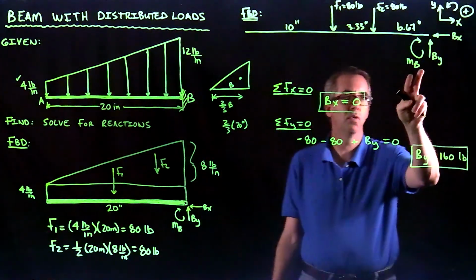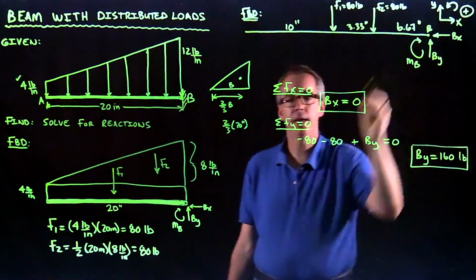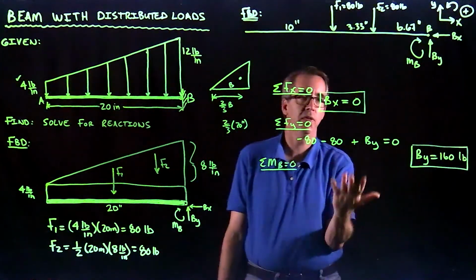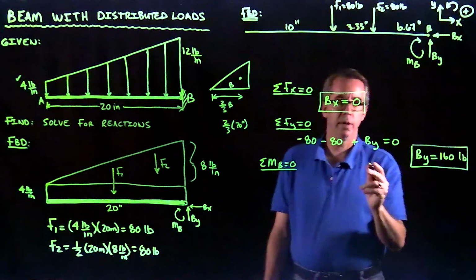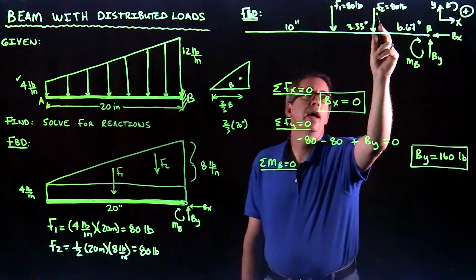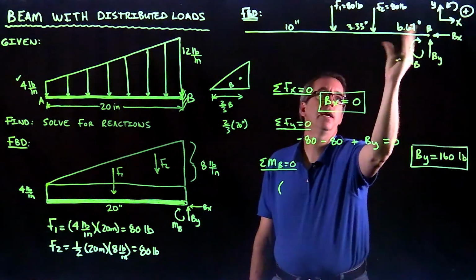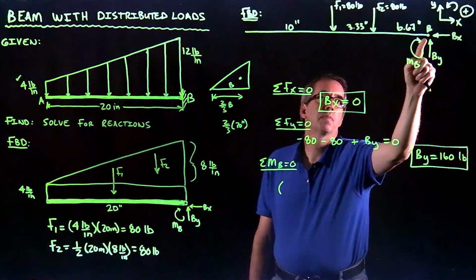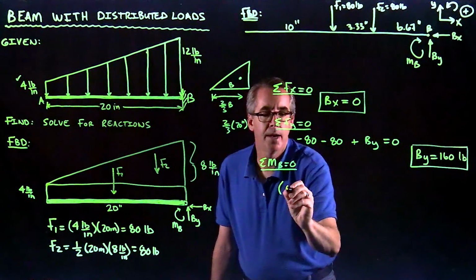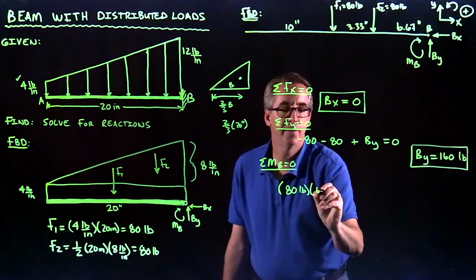And then the last thing I need to solve for, of course, is that moment. For this, I'm going to take a moment about this point B. So the moment, again, at any point along that beam also has to equal 0 if the whole thing's in equilibrium. And so in this case, I'm going to have F2 at 6.67. Now F2 is going to be a clockwise moment. Okay, so that's positive. So I've got 80 pounds at a distance from point B of 6.67 inches.